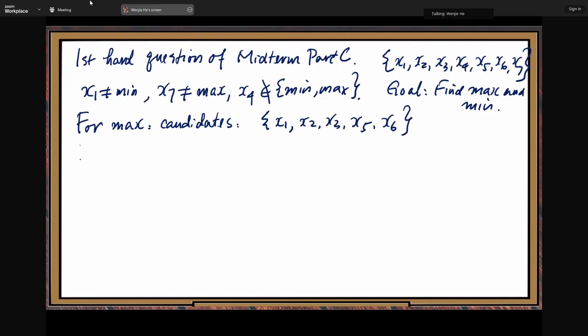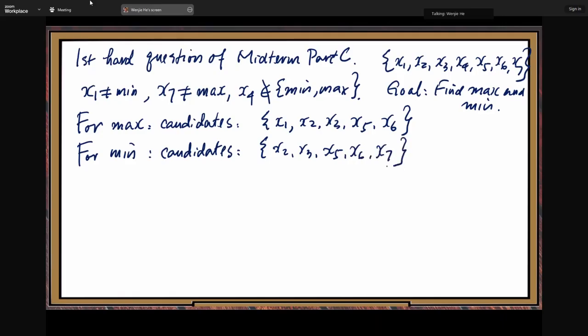Okay. For minimum, candidates: X2, X3, no X4, X5, X6, and X7. Okay? Qualified. Yeah? So they do it in this way. So many students did it in this way.